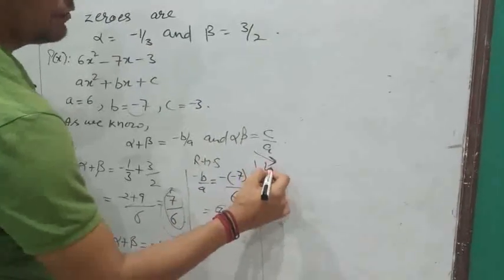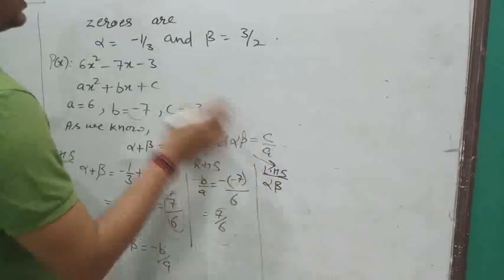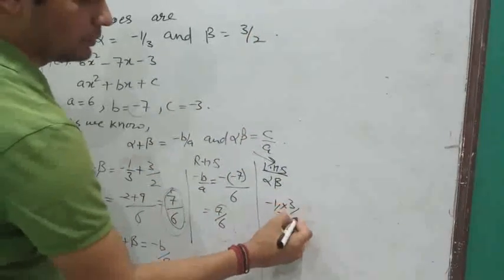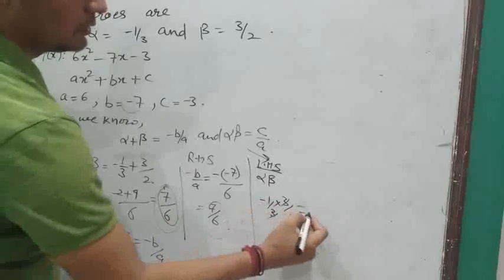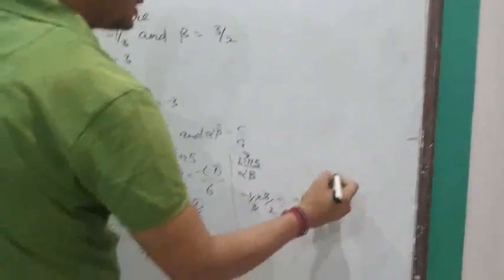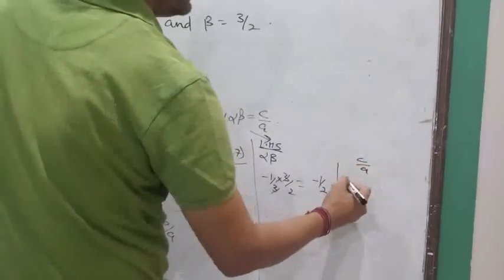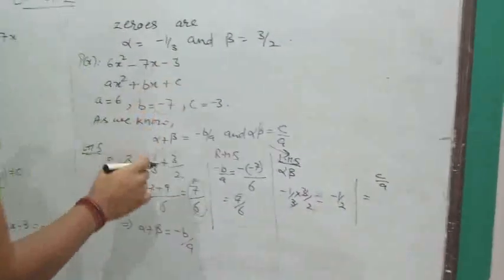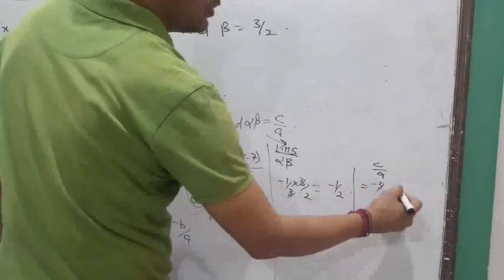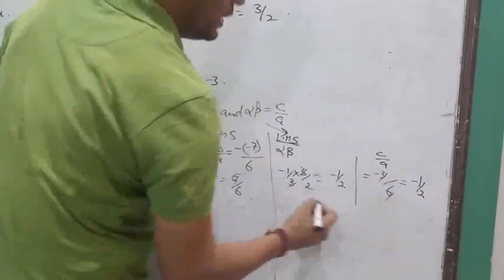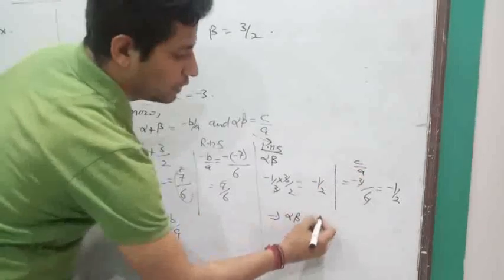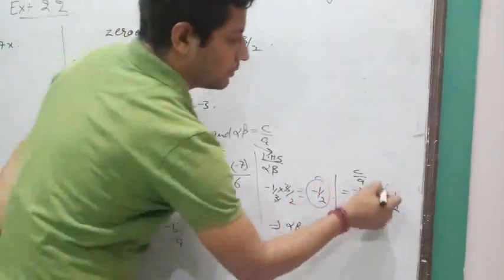Alpha beta, left hand side. Alpha is minus 1 by 3 into beta is 3 by 2. We get their product is minus 1 by 2. On the right hand side we take c by a. Here c is minus 3 and a is 6. We can solve it, we get minus 1 by 2. It implies that the product of zeros alpha beta is equal to c by a by comparing this.